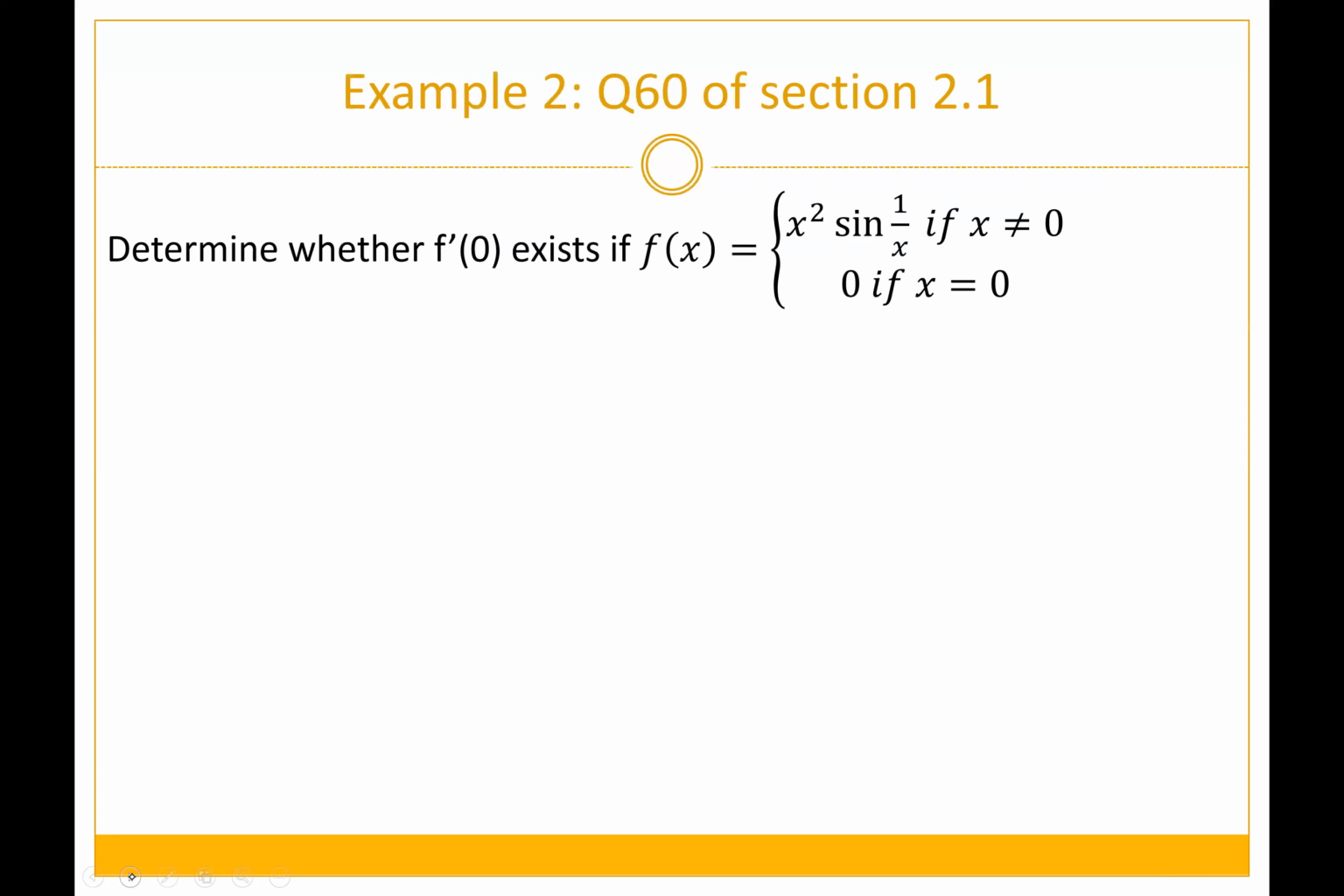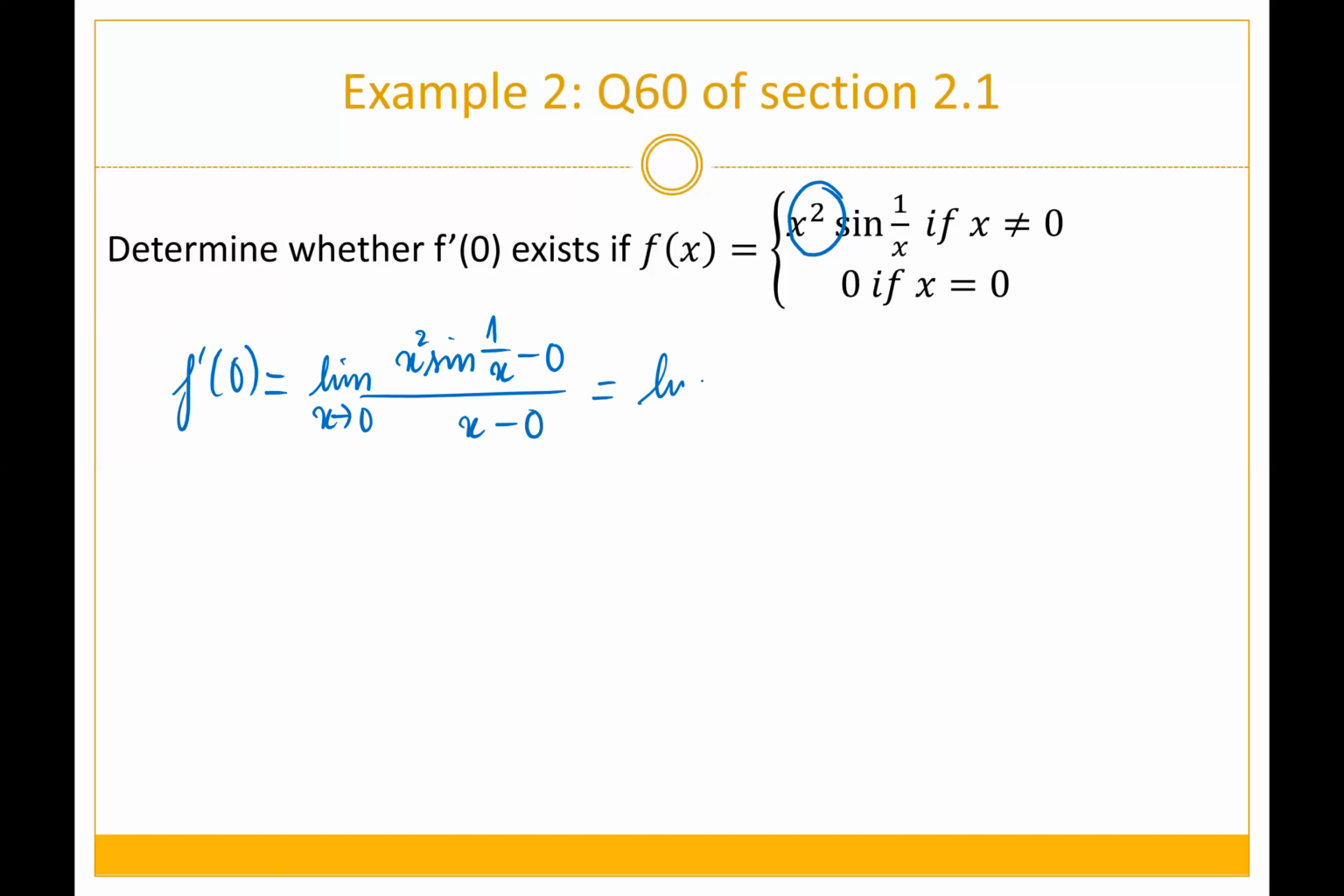Then we have example 2. Determine if the limit exists if you're given a different function. Now instead of x, you have x squared. So I'm just going to do the same thing. Limit as x approaches 0 of (x squared sine 1 over x minus 0) over (x minus 0). So this one is going to give us x sine 1 over x.